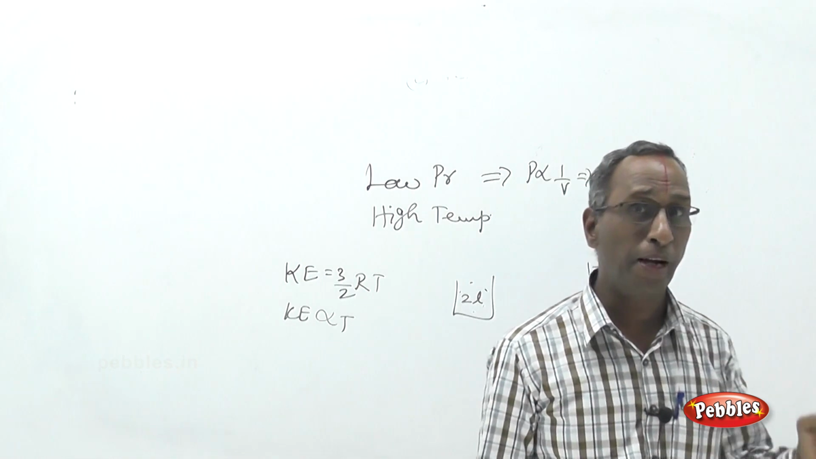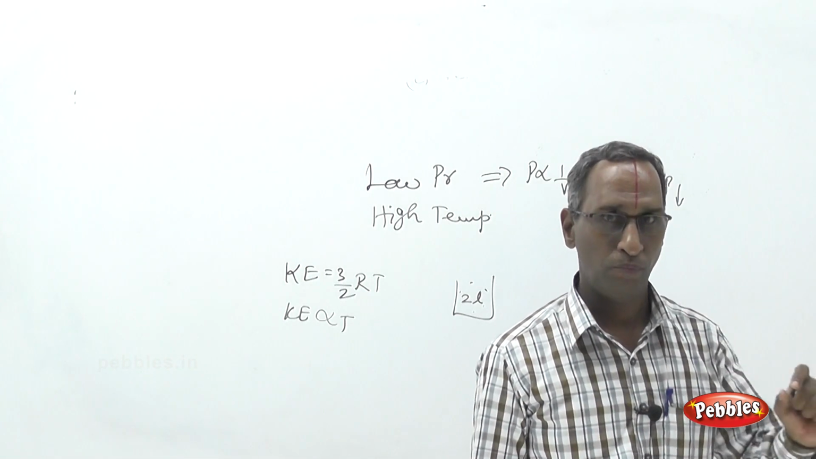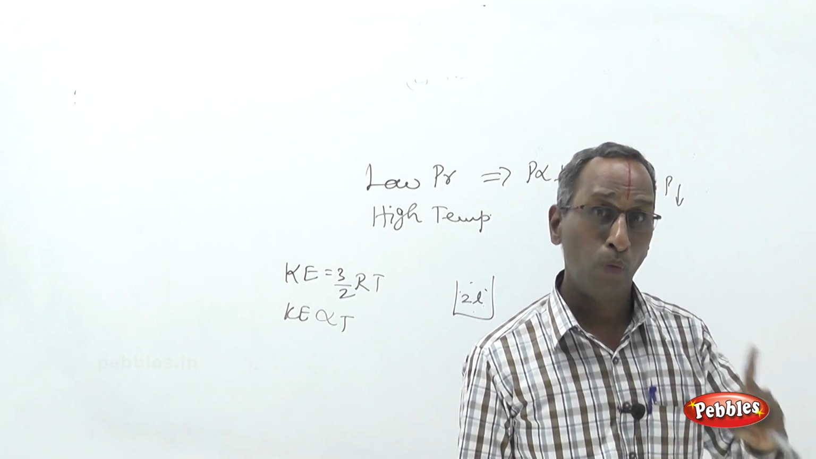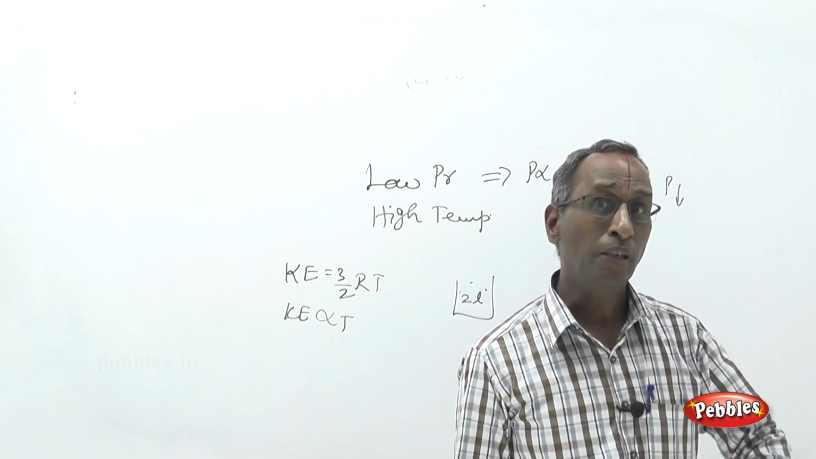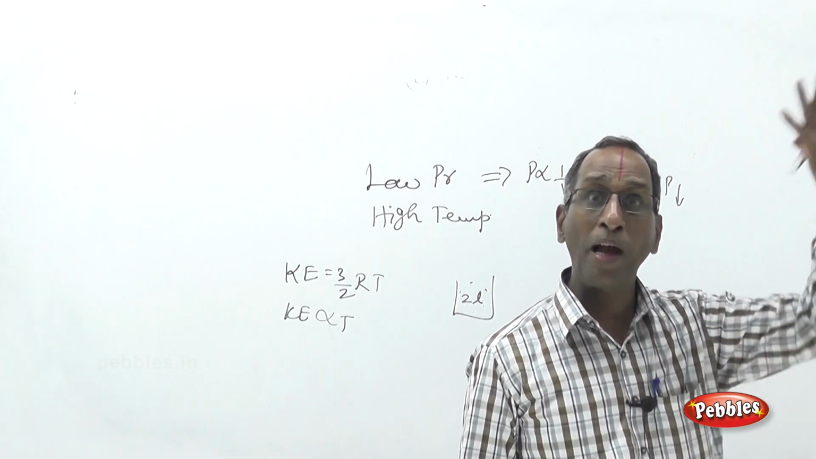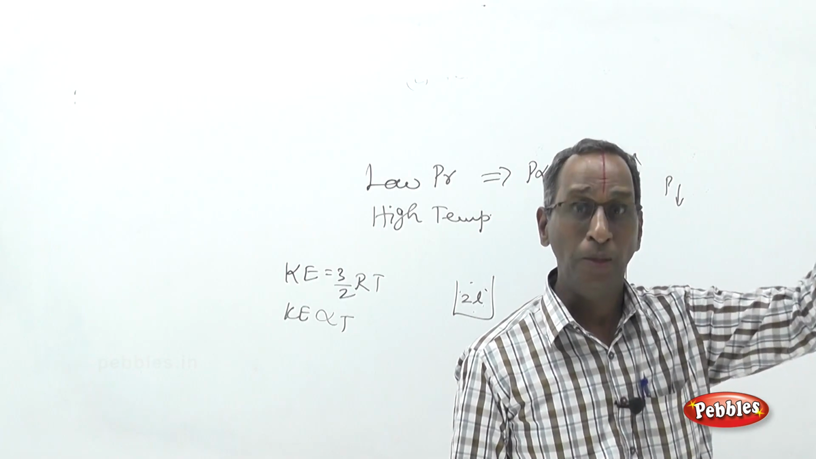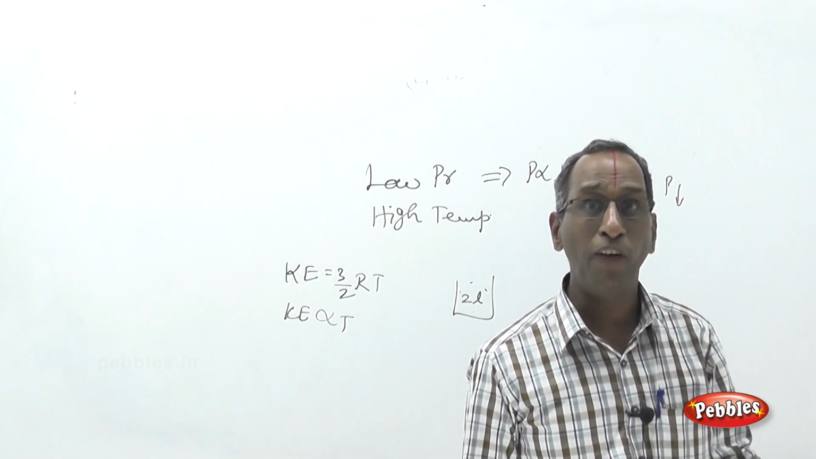Kinetic energy is nothing but half mv squared. The mass of the gas will not change; only the velocity of the gas will change. If the velocity changes, the gas molecules move fast. They are quite free, and can even escape the container. So that is also the case of ideality.